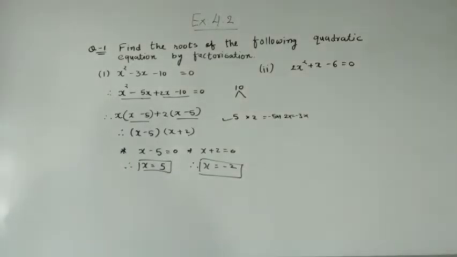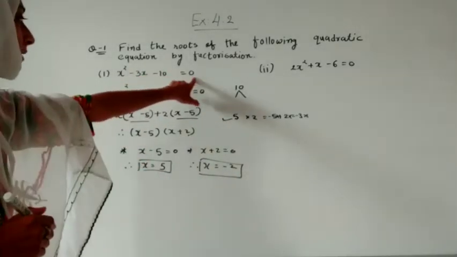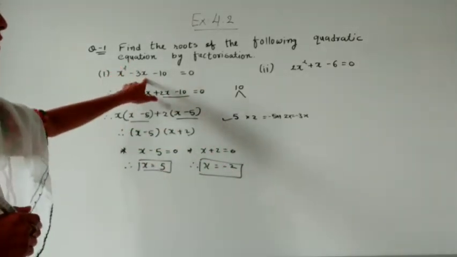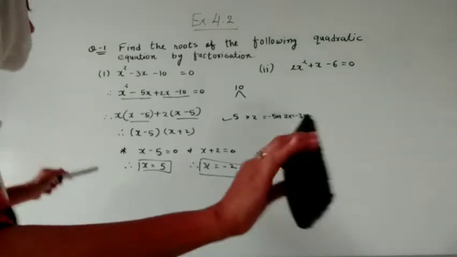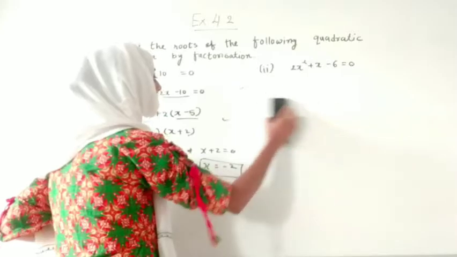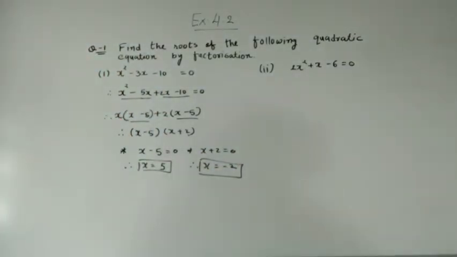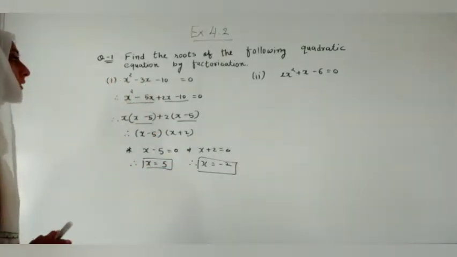We got two zeros of this polynomial, one is 5 and another is -2. Means when we are substituting the value of 5 over here, we will get the answer as 0, as well as when we are substituting -2 in the place of x, we will get the answer as 0. That's why these are called zeros of the polynomial. यानी इस polynomial के We are substituting minus 2 over there, again we will get the answer as 0.